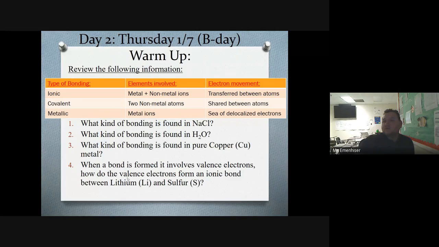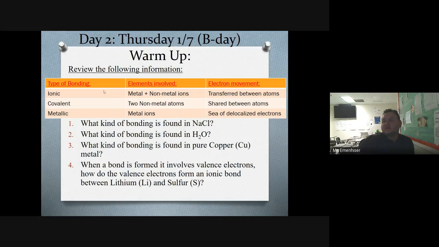We're going to go over this warm up, which is going to review and kind of practice some of the stuff that we talked about last time. So first we're going to review this following information. The types of bonding are listed here, and then the elements involved and the electron movement.